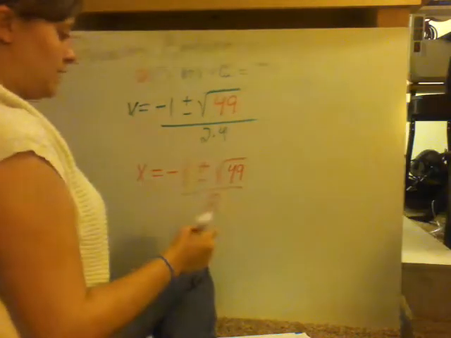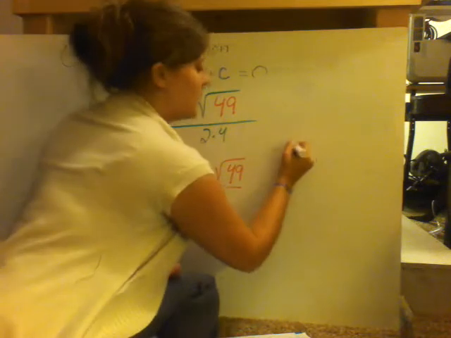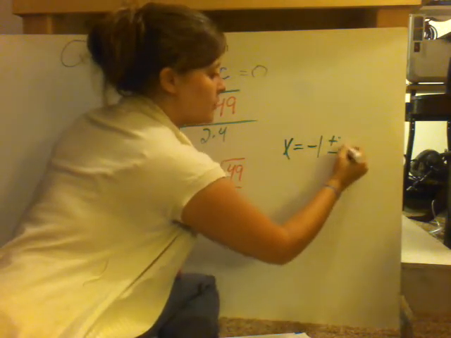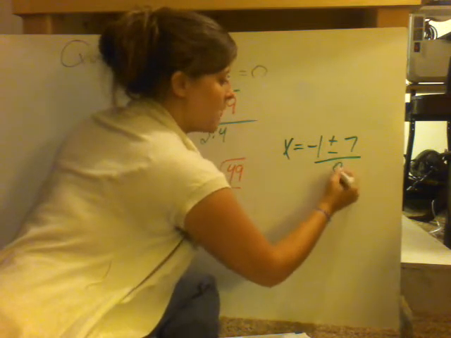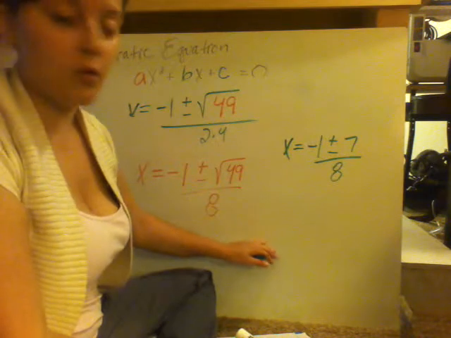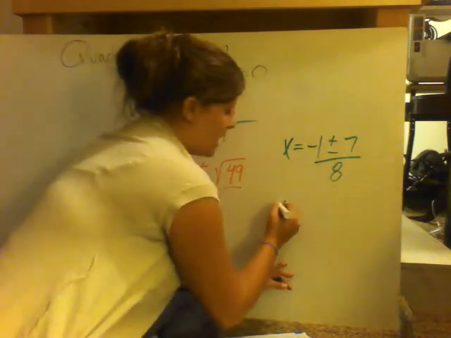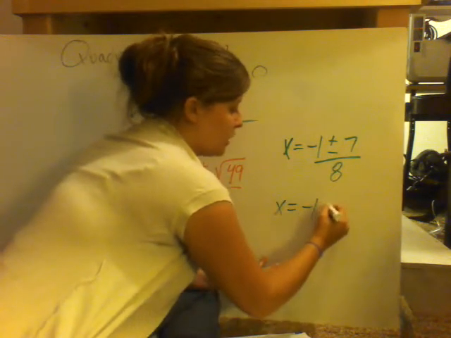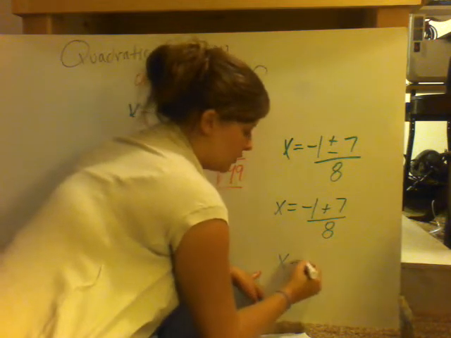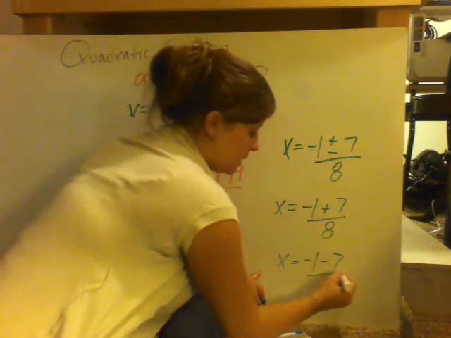So now I'm going to take out my 7. I'm going to have x is equal to -1 plus or minus 7 divided by 8. Now this plus or minus here means I'm going to break this down into 2 separate equations. So I'm going to have x is equal to -1 plus 7 divided by 8, and x is equal to -1 minus 7 divided by 8.